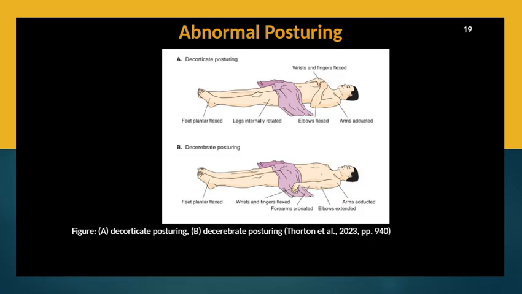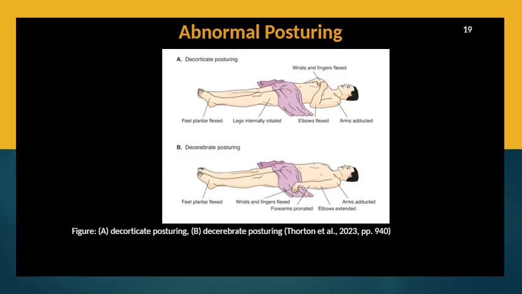Decorticate posturing and decerebrate posturing are involuntary abnormal movements that occur in response to severe brain injury. As LPNs, recognizing these postures immediately is essential because they are signs of significant neurologic deterioration and often indicate increased intracranial pressure or damage to specific areas of the brain.